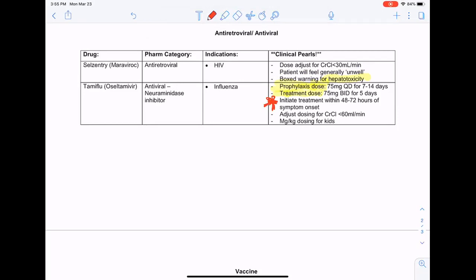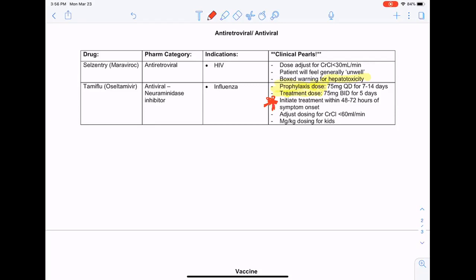You're basically going to be taking this medication, and it's going to give you an upset stomach, and you're going to have to deal with the side effects for no symptom relief of influenza. If you start it within 48 to 72 hours, you're going to have a shorter influenza, and it's going to make your flu go away faster. If you go outside of that window, then there's no point in taking it. You're going to want to adjust dosing again for a creatinine clearance less than 60. You don't need to know that, but keep that in your mind for later.